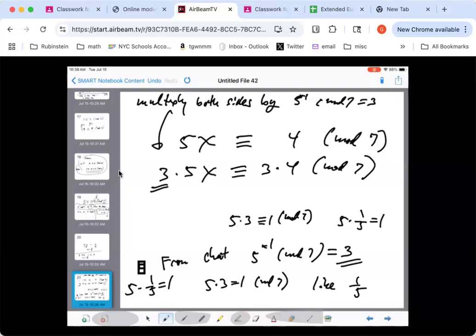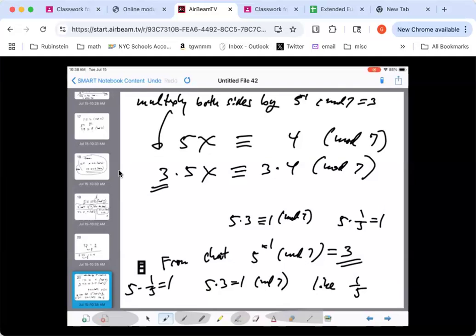It's not the reciprocal because it's not a fraction, but it's like a reciprocal because when you multiply 5 times 3, you get 15. 15 mod 7 is 1. So in a sense, 3 times 5 turns into 1.